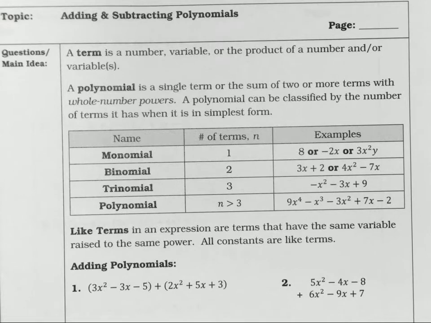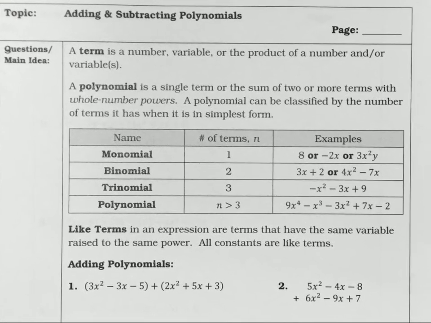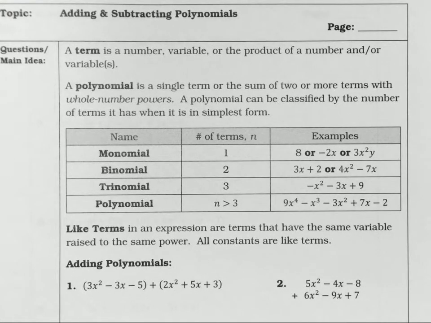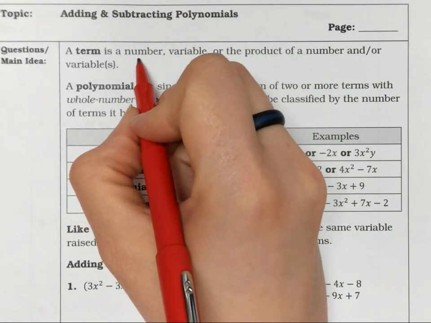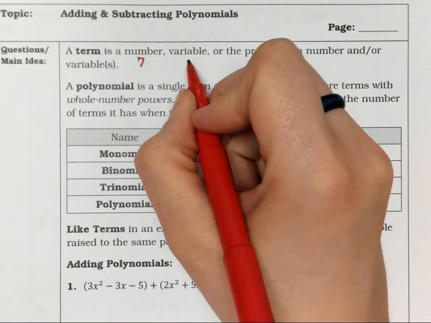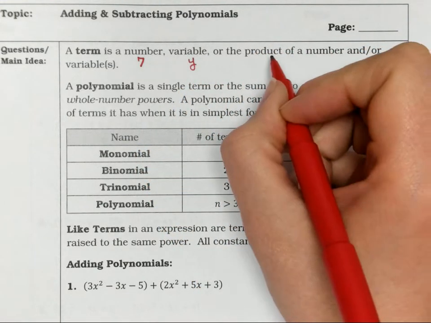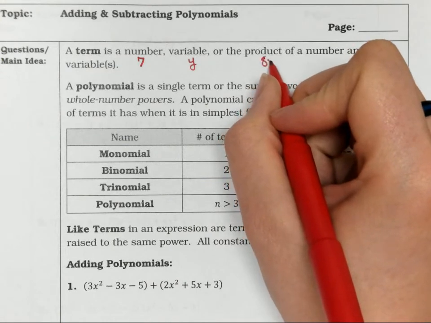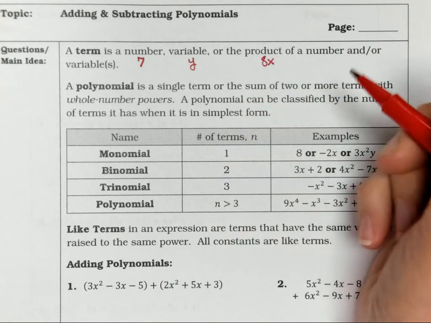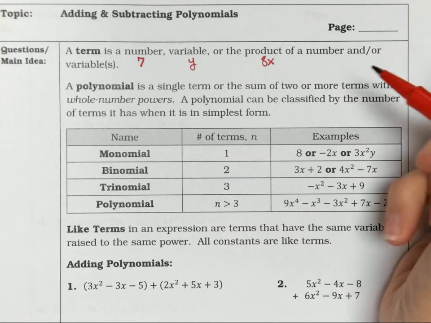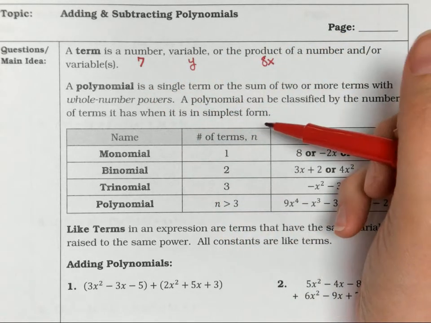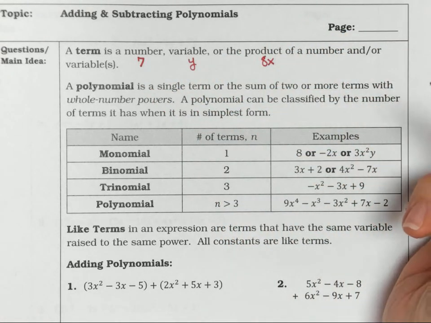All right, we're going to start talking about adding and subtracting polynomials. And that's just a fancy word for lots of terms put together. So a term is a number, such as 7, or a variable, such as y, or the product just of a number and variable, such as like 8x. Okay, they're just attached to each other. And so a polynomial just means that I have lots of terms all put together by addition or subtraction.